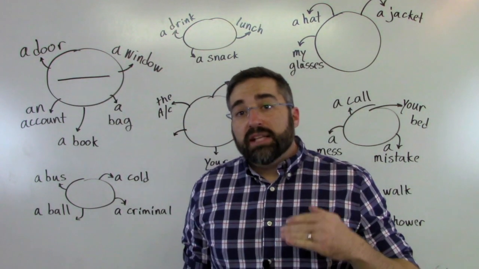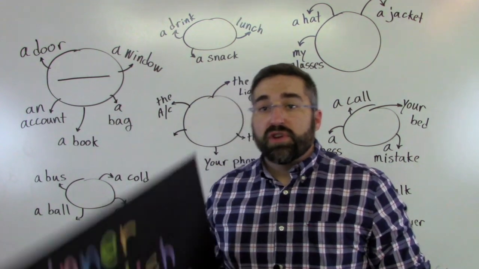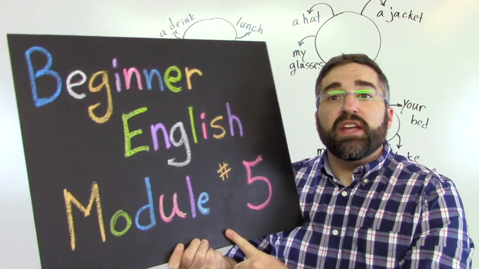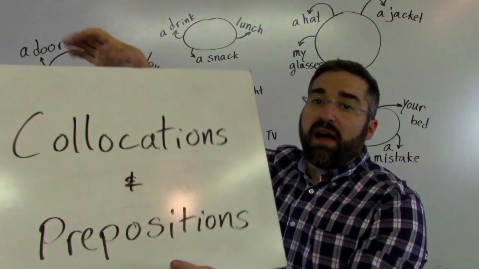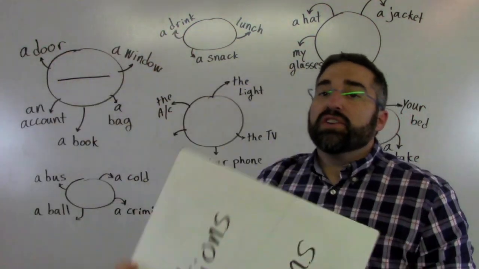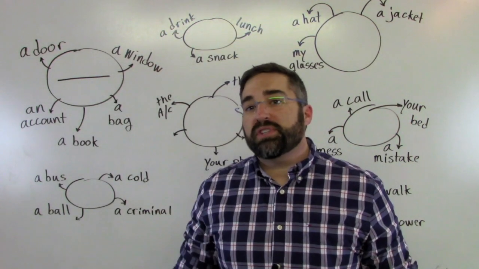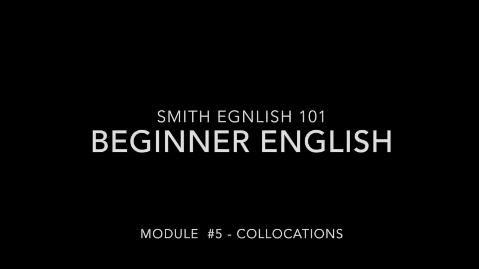Smith. Today we're going to be looking at a beginner English course for Module 5 in our course for beginners. And that is about collocations and prepositions today. So some first prepositions and first collocations for you to learn.